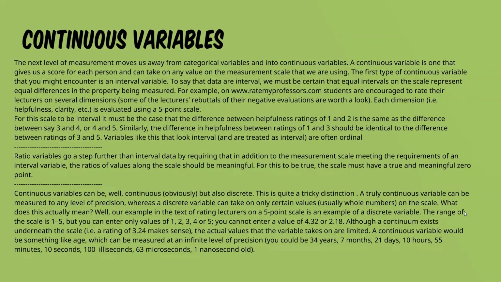Our example in the text of rating lectures on a 5-point scale is an example of a discrete variable. You cannot enter a value of 4.32 or 2.18. Although a continuum exists underneath the scale, the actual values that the variable takes are limited. A continuous variable would be something like age, which can be measured at an infinite level of precision. You could be 34 years, 7 months, 21 days, 10 hours, 55 minutes, 10 seconds, and so on.